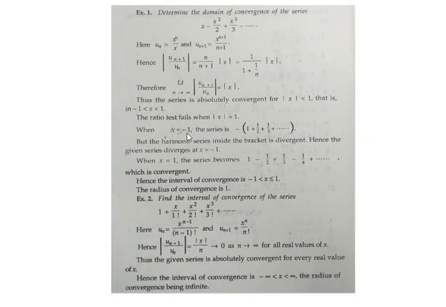So this series is divergent when x is equal to minus 1, and convergent when x is equal to 1. Hence the interval of convergence is minus 1 to 1, where minus 1 is not included because there we got it as divergent, and 1 is included.